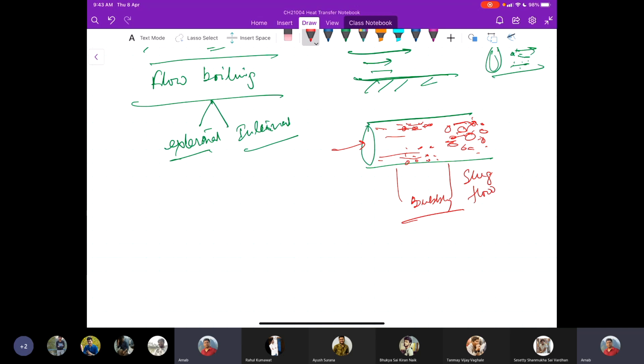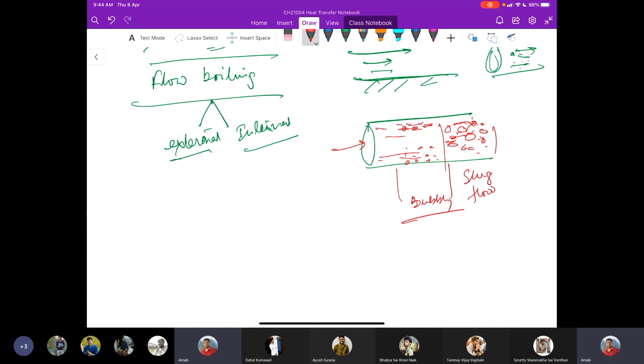That means you have a chunk of bubble, a bigger bubble, and surrounding you have a continuous fluid that is flowing. So say half of the volume of the tube or the pipe in the slug flow regime is occupied by the vapor. So kind of 50-50% volume by volume, you have liquid and the vapor phase in the slug flow regime.